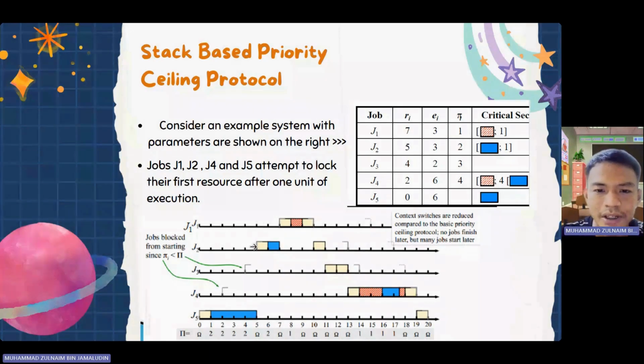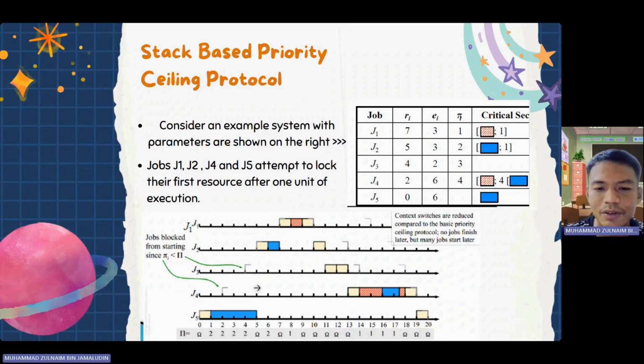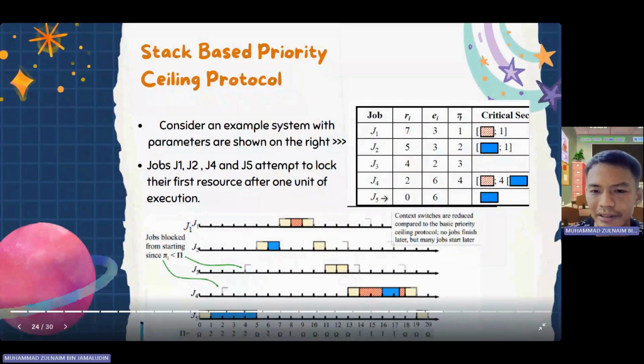Now we go to job 2. Job 2 is 5, 3, 2. The start is 5 and the execution is 3: 1, 2, 3, and the empty slot is from job 1. So job 2 is done at 11. Then we go to job 3. For job 3, the attempt to lock is at 4, and the execution is 2: 1, 2, and then the end is at 13. So job 3 is done.